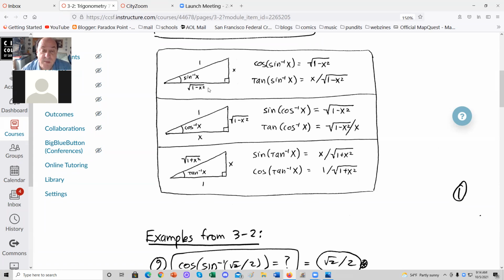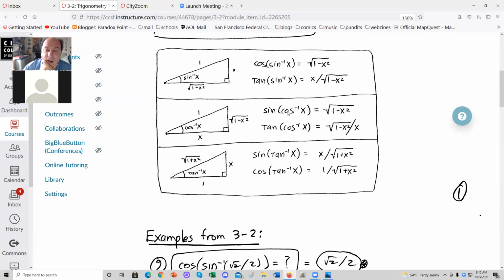And then from that, we can immediately read off the other trig functions of arcsine. So cosine of arcsine is adjacent over hypotenuse, therefore root 1 minus x squared. Tangent is opposite over adjacent, therefore x over root 1 minus x squared.